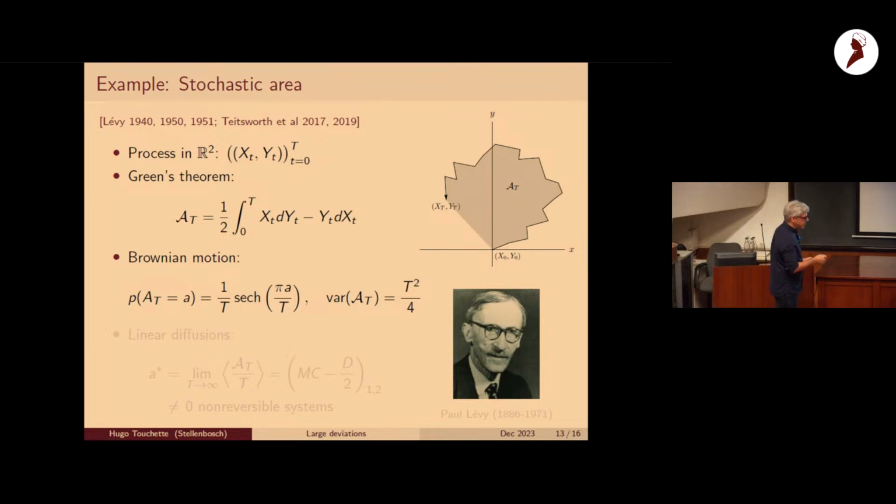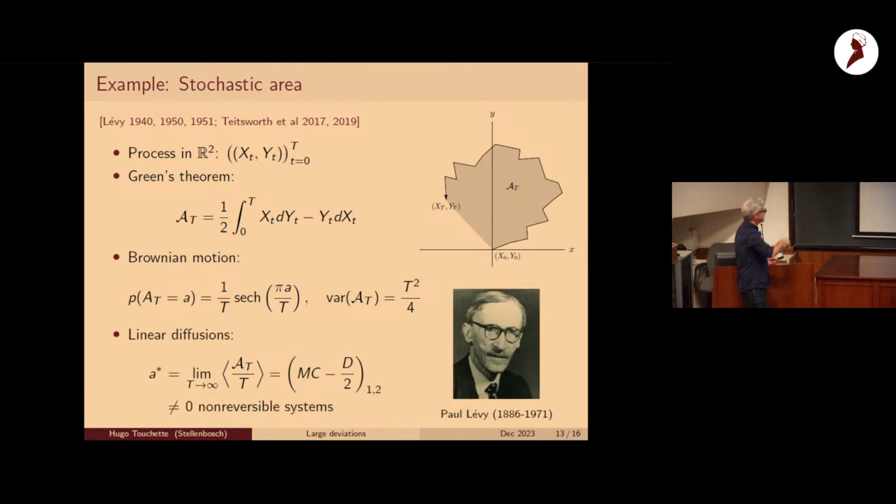And it kind of makes sense because we know that the radius of Brownian motion goes like square root of t, so Brownian motion diffuses, and it makes a kind of stochastic area that will have this density with a variance that grows like t squared.